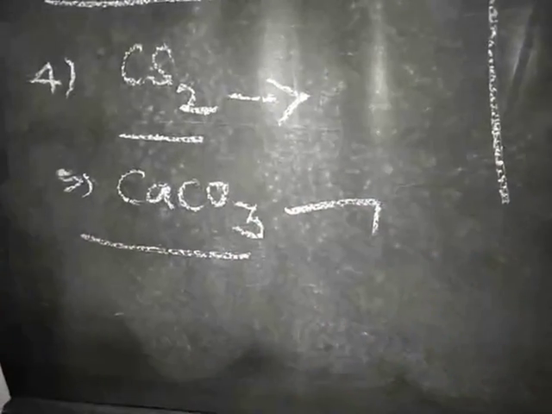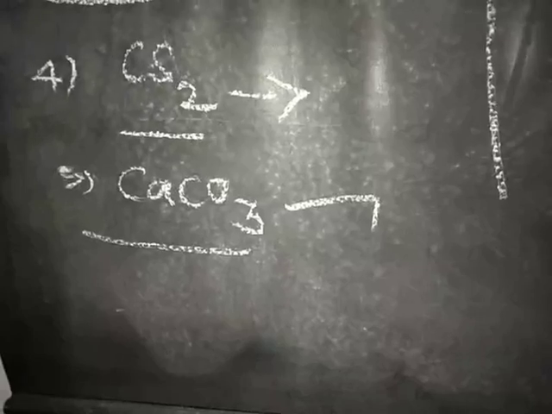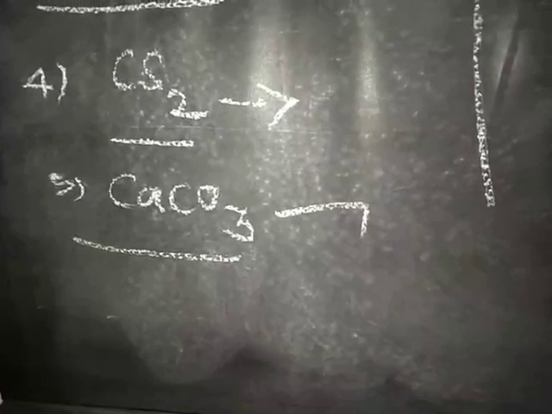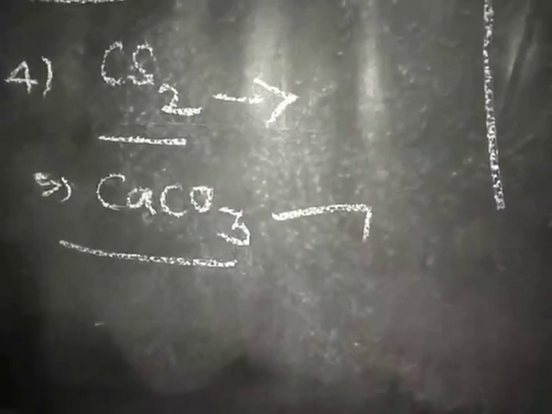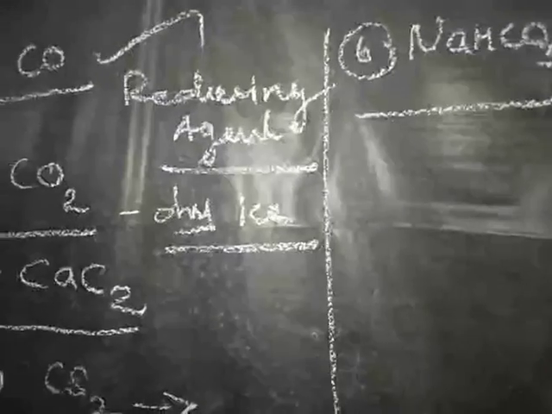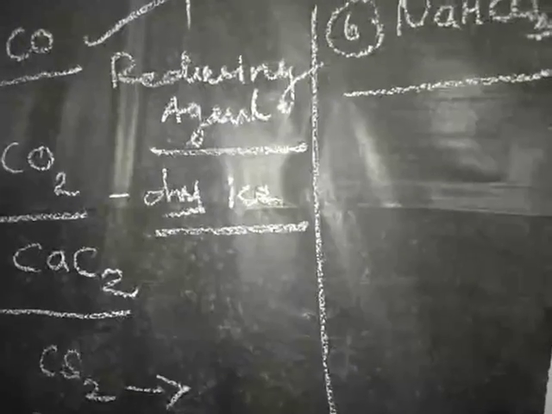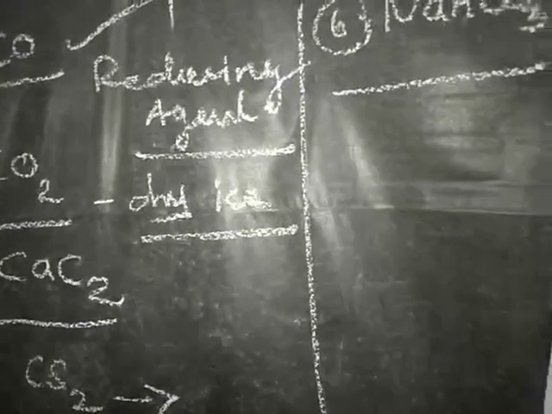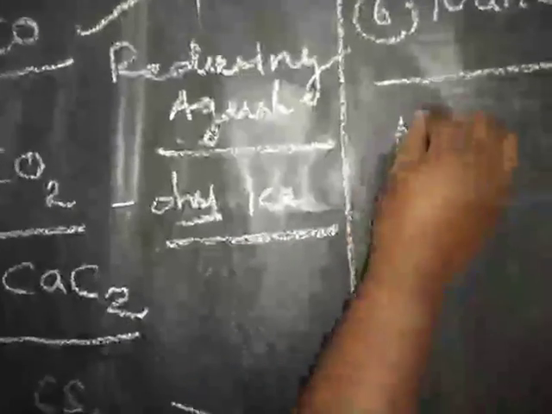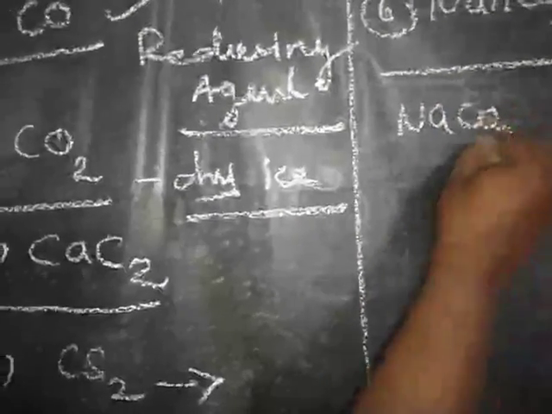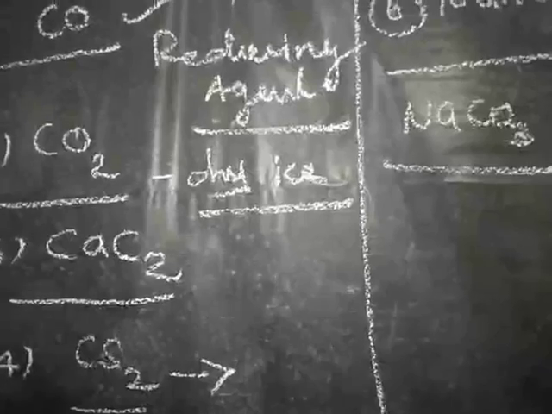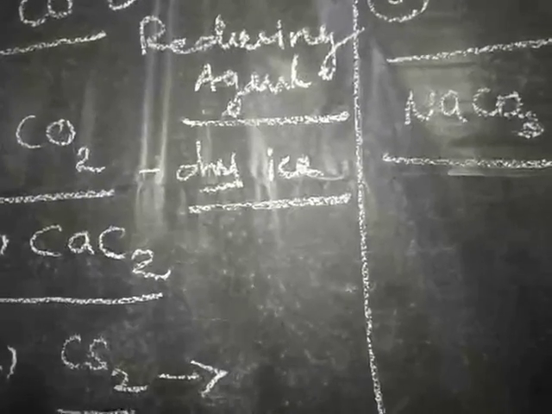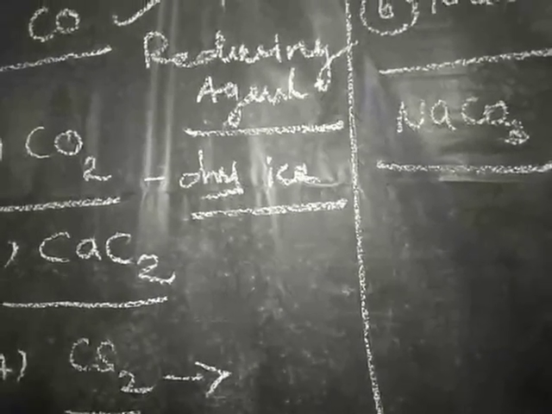Next, the fifth one, calcium carbonate. It is used as an antacid. Last one, sodium bicarbonate. It is used in the preparation of sodium carbonate, baking powder and acids. So these are all the uses of different types of inorganic compounds.